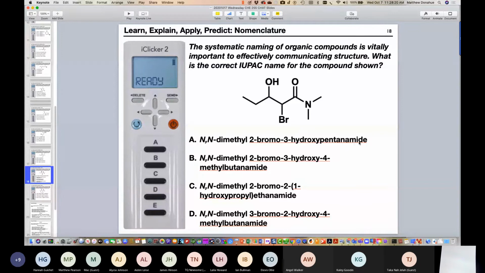So that tells you right there it's an amide functional group. So from where we count, 1, 2-bromo, 3-hydroxy. So B is greater than H, so that's how we get A is the correct choice.